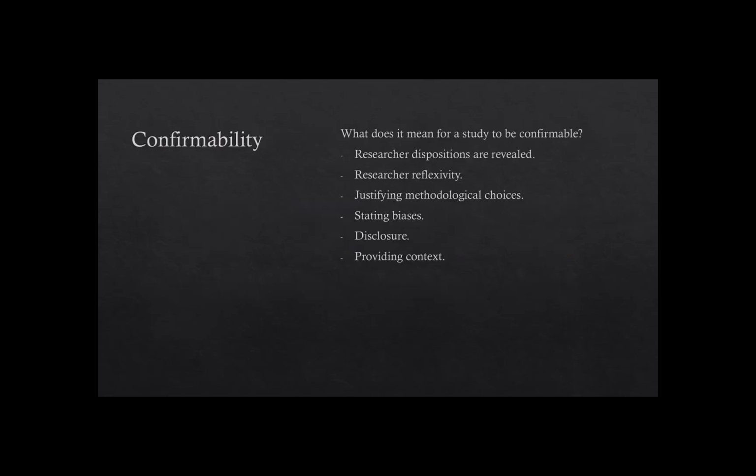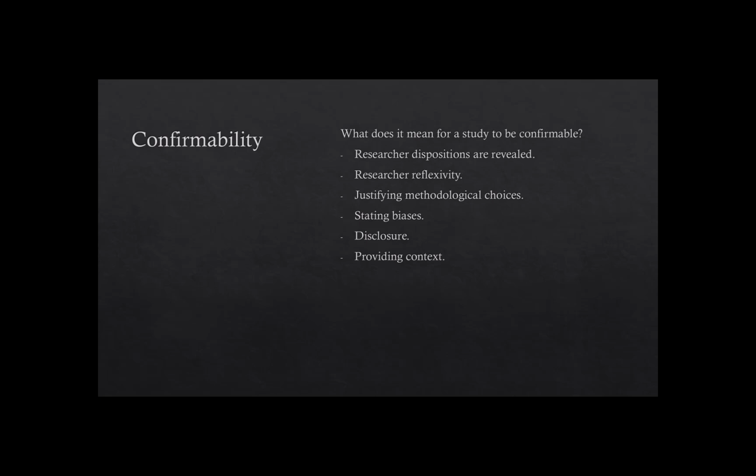Confirmability is the final of the 4 new paradigms, but what does it mean for a study to be confirmable? In order for a study to be confirmable, the researcher's disposition should be revealed. The researcher should be completely forthcoming about their biases, their perceptions, and their ideas as they enter into and participate in the study. This is researcher reflexivity.